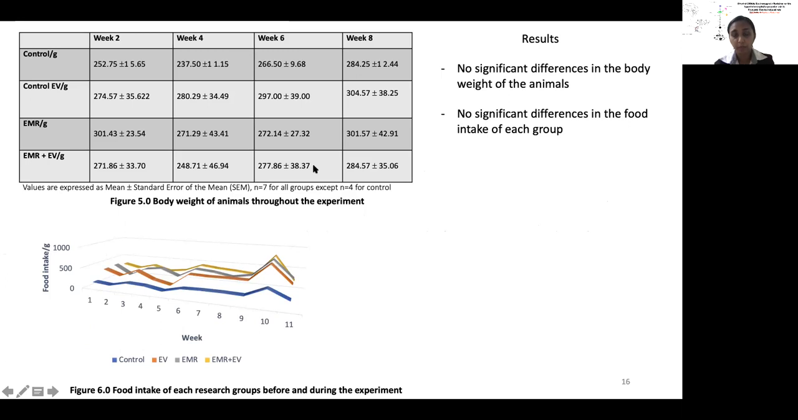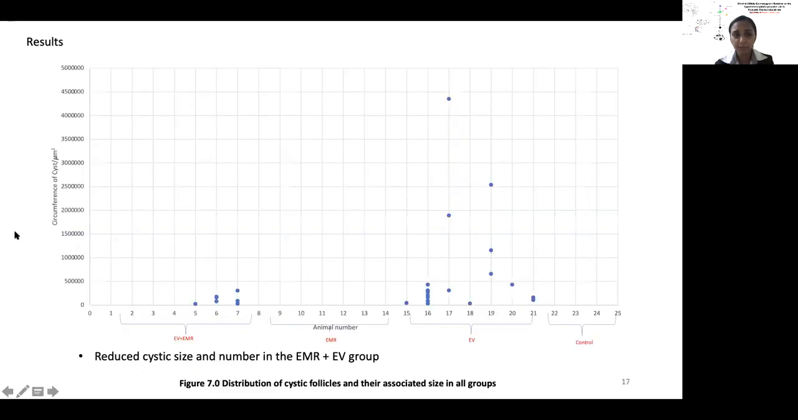Also, the body weight, which we measured every 2 weeks because it was an 8 week exposure, showed no significant difference. We used 7 animals for each group besides the control, where we only used 4 animals, which was less needed, right?